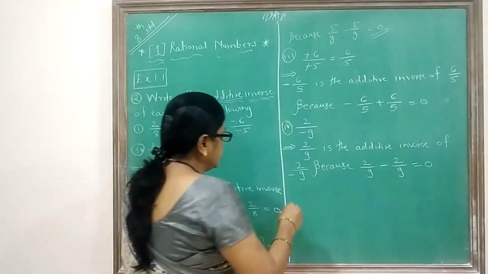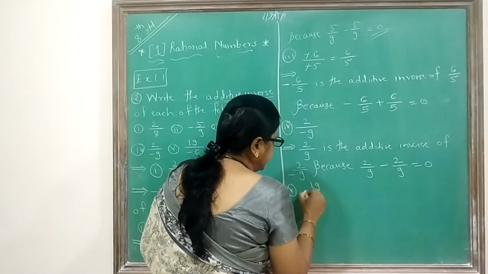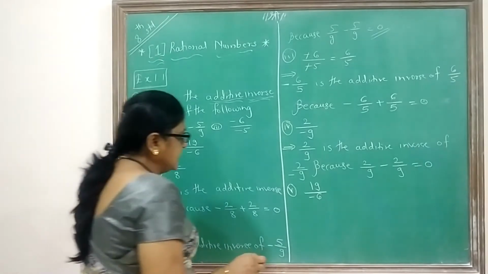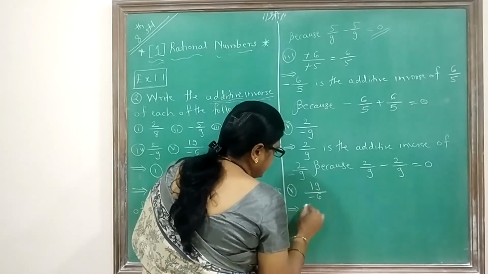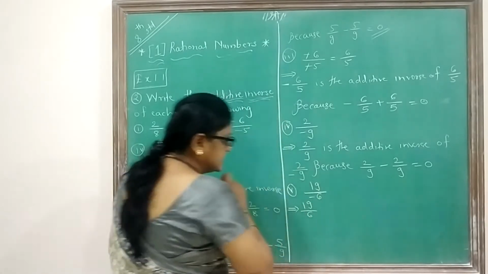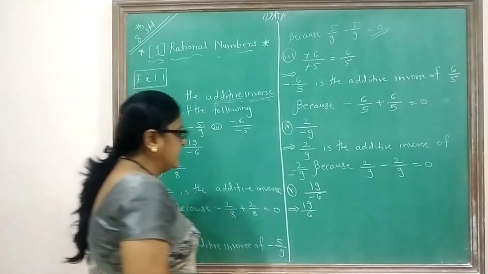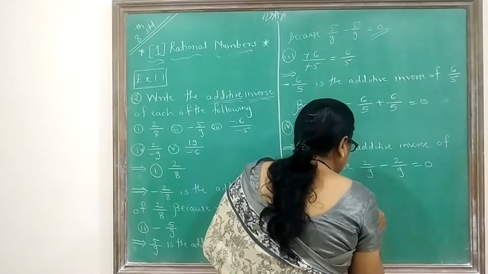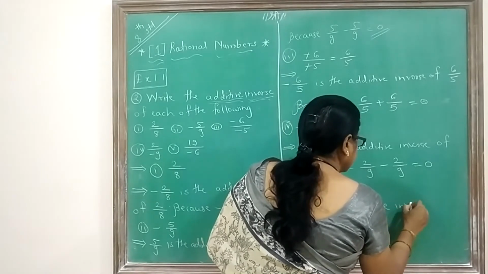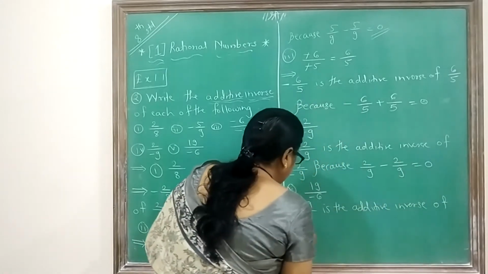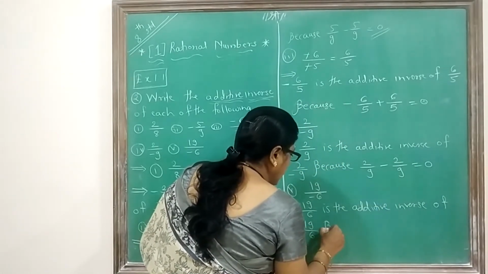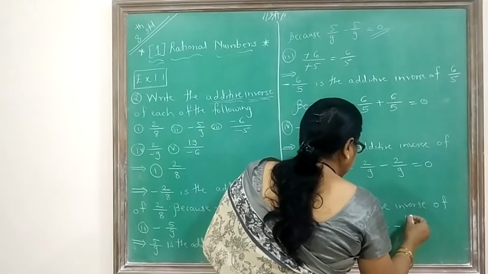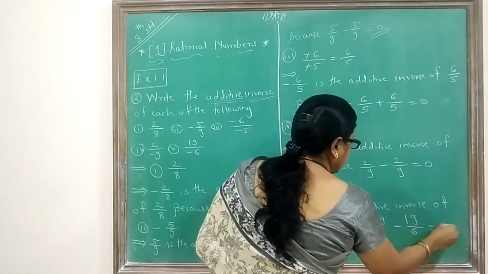Again you will see the next example, that is the fifth example. Your fifth example is 19 divided by minus 6. These examples are very simple. Minus 19 divided by minus 6, then you will write 19 divided by 6, because this minus will be converted into plus. Then 19 by 6 is the additive inverse of minus 19 by 6, because 19 by 6 minus 19 by 6 you will add, then you will get 0.